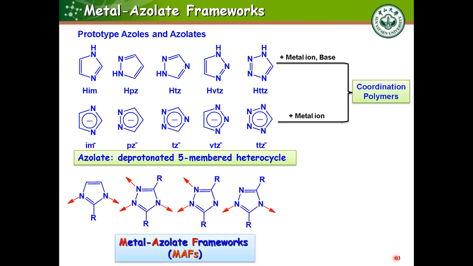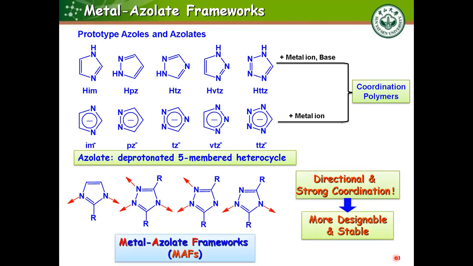Why MAFs? Because azole molecules have 5-member heterocycles with 2 or more nitrogen donor atoms. When deprotonated, they can coordinate with metal ions in specific directions. Also, the negatively charged azolate can form stronger coordination bonds. Thus, MAFs can be desirable and very stable. In fact, MAFs also have other advantages, and I will show you later.